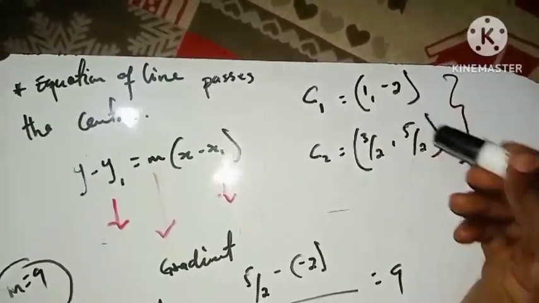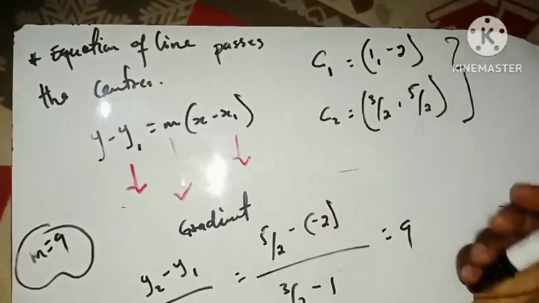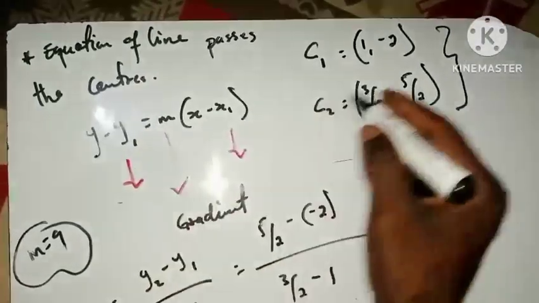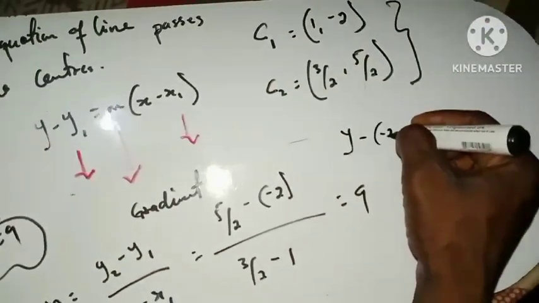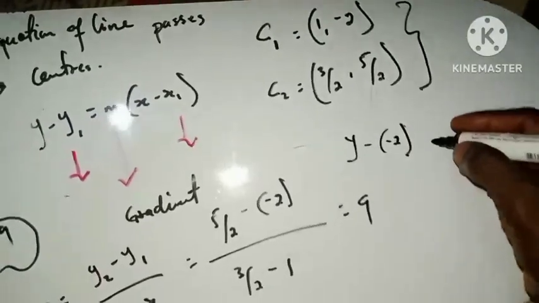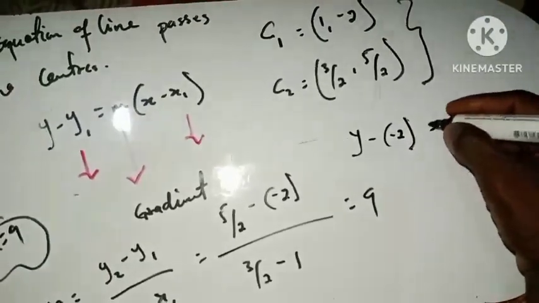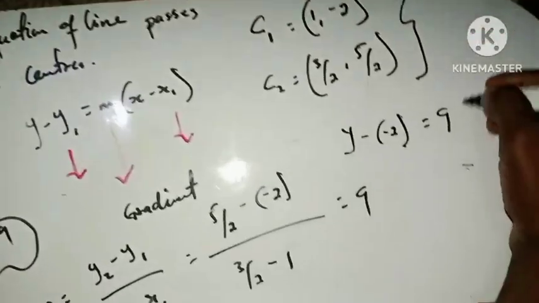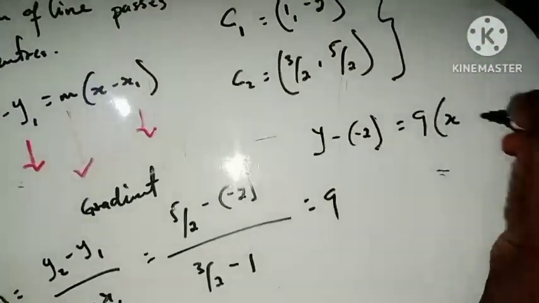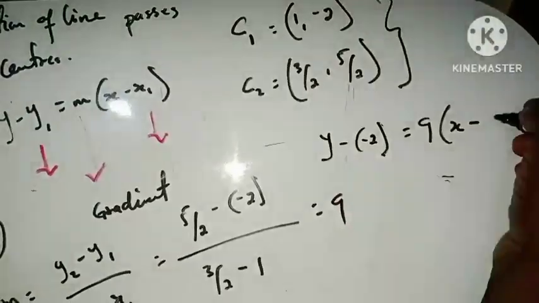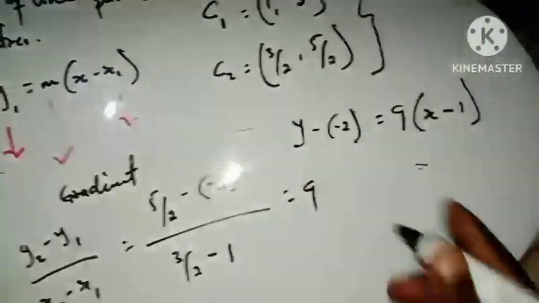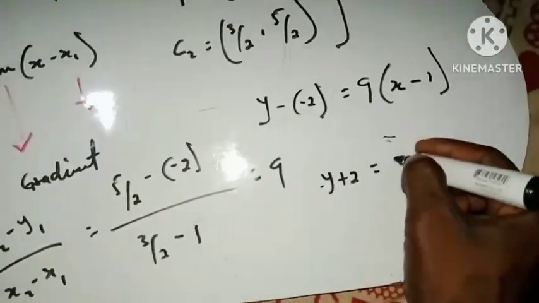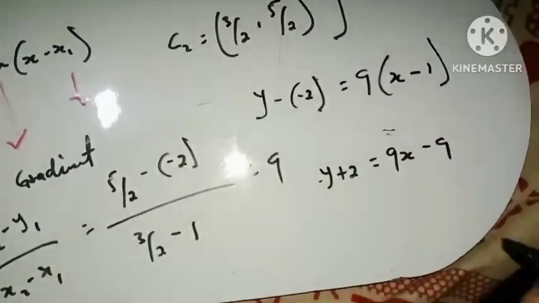Just go for this simple point and plug it into the equation of the line. Our y1 will be our point here, that is negative 2. Remember, if you are dealing with negatives, make sure that you put everything into brackets. So we have our gradient, that is 9, and then our x1 is going to be our point here, which is 1. So you have y plus 2 equals 9 times x minus 1. Expand this, we have 9x and then minus 9.